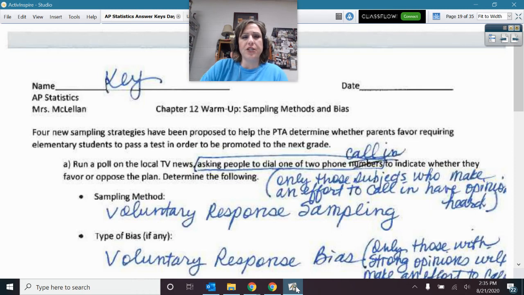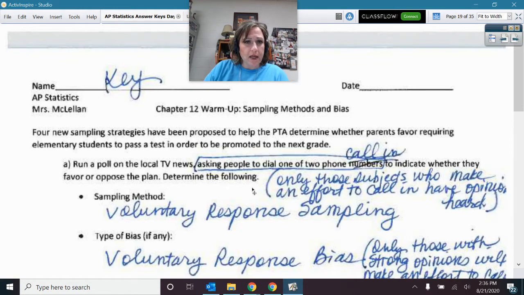All right, let's go over our chapter 4 warm up, sampling methods and bias. So we've kind of been working on that. Let's finish it up here. I gave you different scenarios and you were supposed to see what the sampling method was and the type of bias if there was any.